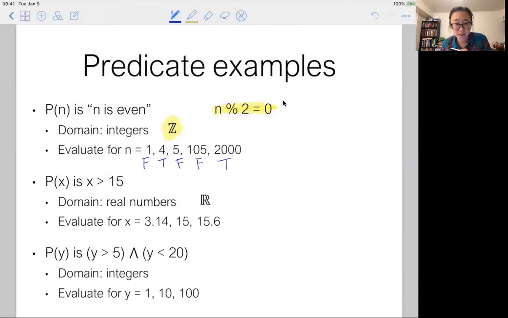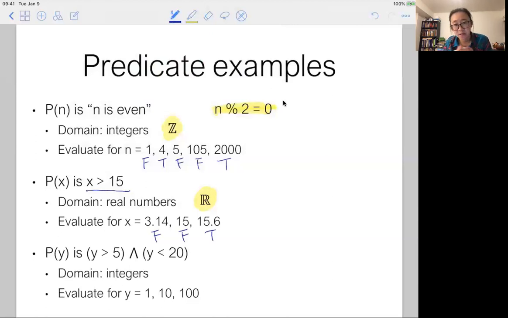Now the second predicate is: x is bigger than 15. In this case, the domain is all the real numbers, and we can evaluate this over 3 numbers. The first is 3.14, which is an approximation of the number pi. Is this bigger than 15? No, so this evaluates to false. Is 15 bigger than 15? No, so this evaluates to false. Is 15.6 bigger than 15? Yes, so this evaluates to true.